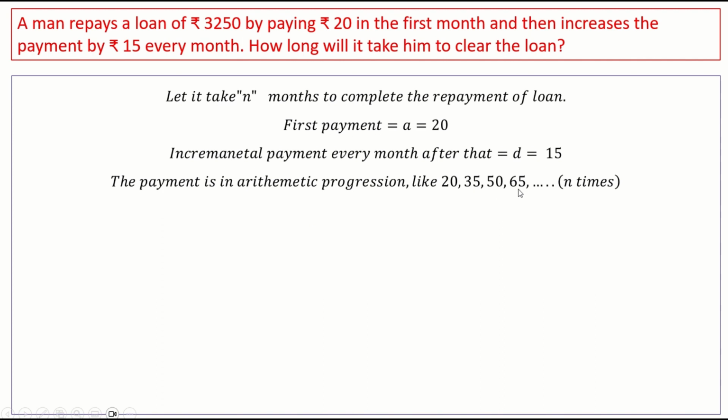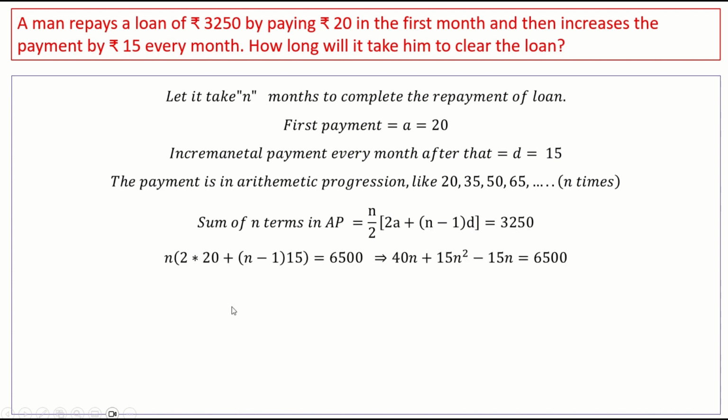The difference between two consecutive terms is 15, n times. So the sum of n terms in arithmetic progression is n by 2 into first term plus last term, or you simplify it, you will get n by 2 into 2a plus n minus 1 into d, which is equal to 3250. Simply you need to substitute values and solve for n. So you will get a quadratic equation 15n square plus 25n minus 6500 equal to 0. Or simplify 3n square plus 5n minus 1300 equal to 0.